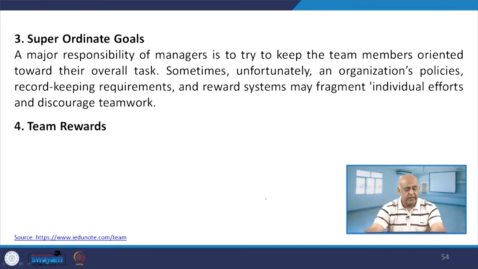Superordinate goals are there. A major responsibility of managers is to keep the team members oriented towards their overall task. What happens sometimes, unfortunately, in organizations is that policies, record keeping requirements and reward systems may fragment individual efforts and discourage teamwork. So the culture of the organization, that is, the overall goals of the organization, should support the collective efforts and not the individual efforts.